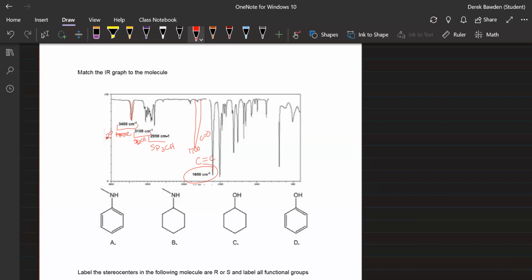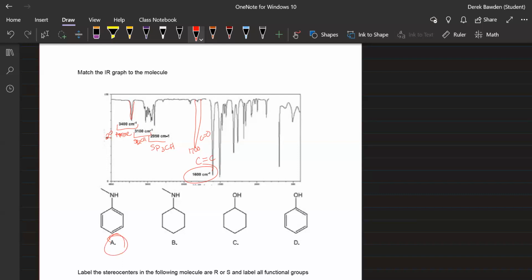we got a 2 degree amine. We have sp2 CH bonds, sp3 CH bonds, and a C double bond C. So which molecule do we have? A. Perfect.